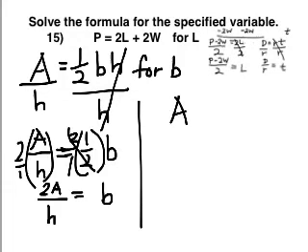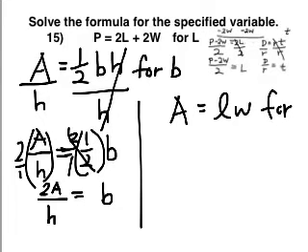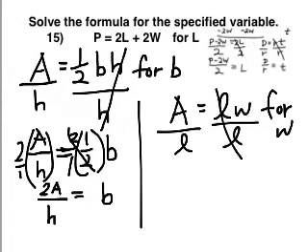Or area of a rectangle. Area equals length times width. Say we're going to do it for w. Okay, then divide by L. Divide by L. That's an easy one, right? L's cancel out. W equals the area over the length.